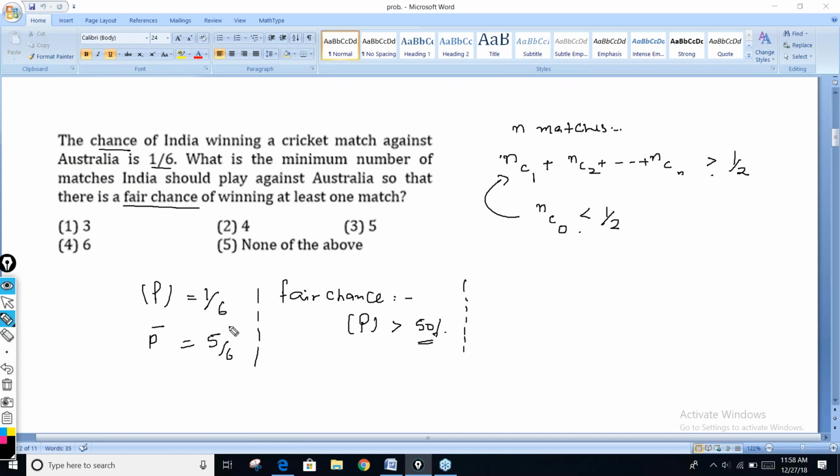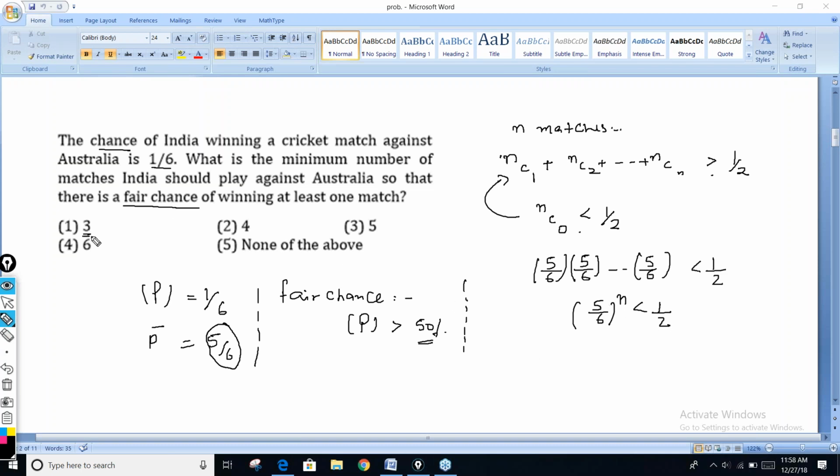So India does not win a match. Not winning a match, the probability is 5 by 6. So 5 by 6 for not winning the first match, 5 by 6 for not winning the second match, 5 by 6 for not winning the third match, 5 by 6 for not winning any of the matches. And that probability should be less than half. So the question says (5/6) raised to power n should be less than half. That is the question actually.